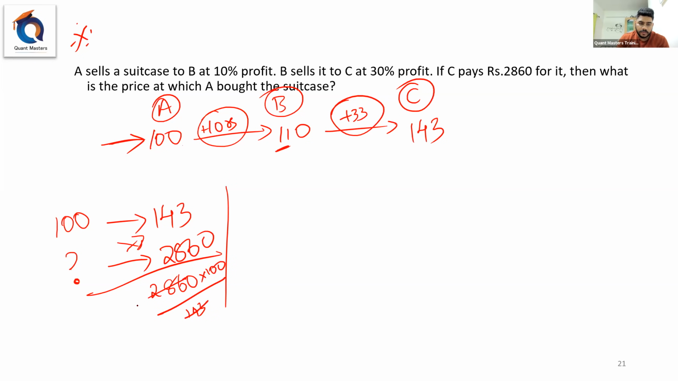143 ones are 143, twos are 286 followed by 0. So the answer is 20 into 100. That is nothing but 2000. This is one way. One more way: 143 twos are 286, 0. 20 is up. So the answer here is 100 into 20. So the answer is nothing but again 2000.